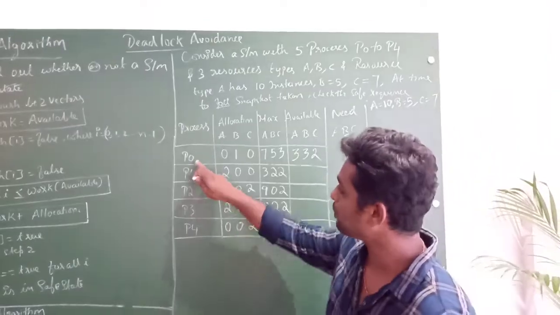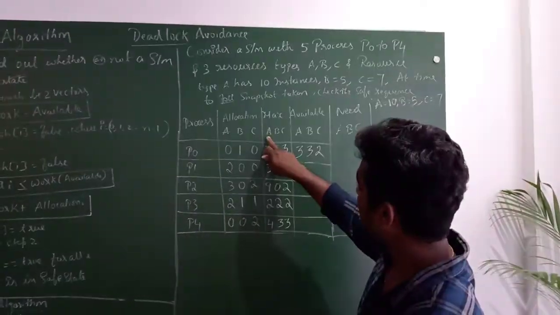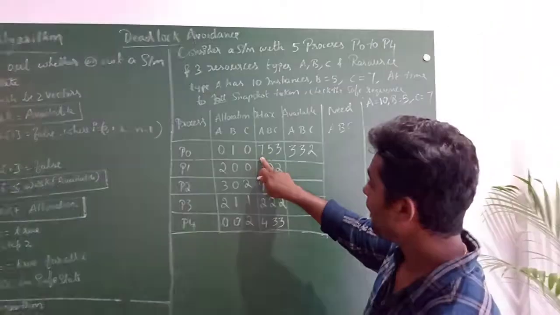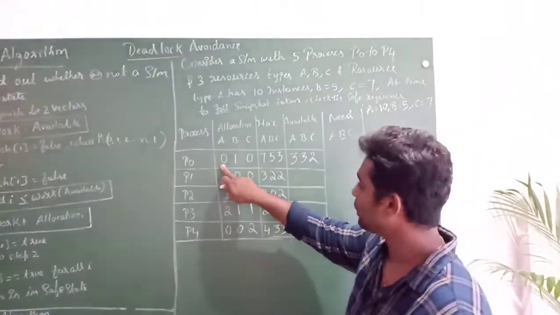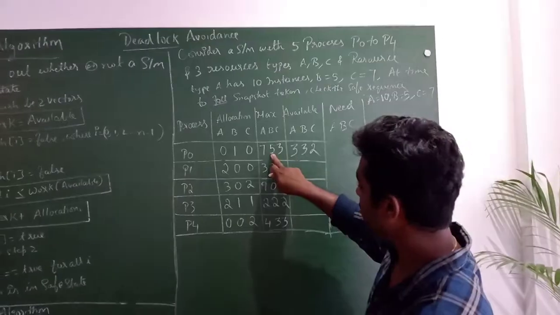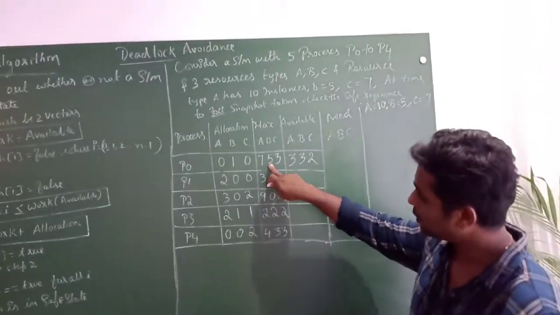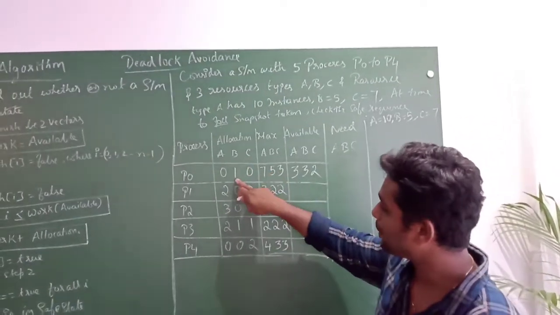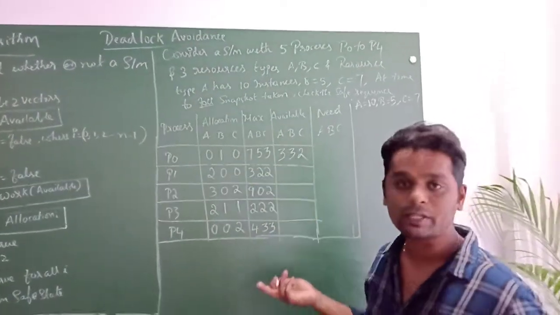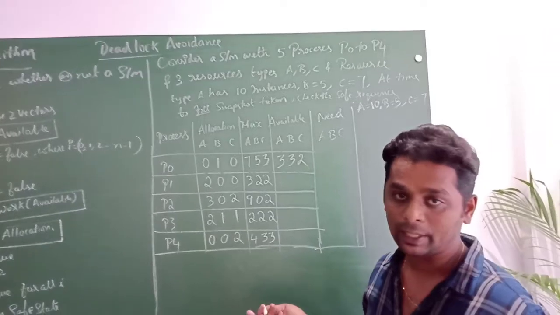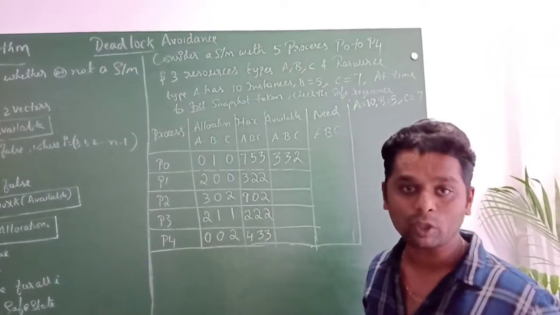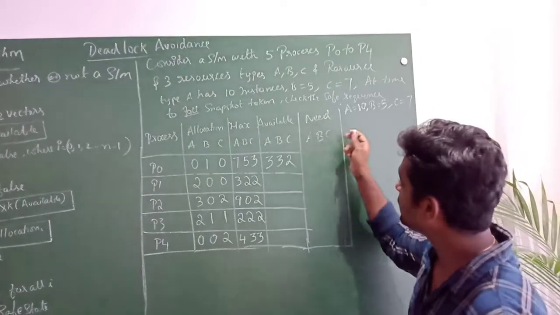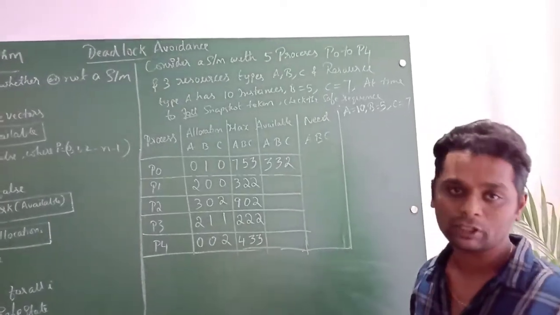So according to this, P0 needs a maximum of 7 instances of resource type A, but currently allocated is 0. Maximum of resource type B it needs 5, but currently allocated B is only 1. It needs 3 of resource type C, but currently allocated C is 0. Hope you are getting it. How many resources does it still need to complete its task? I can calculate that by need. Need is nothing but max minus allocation.